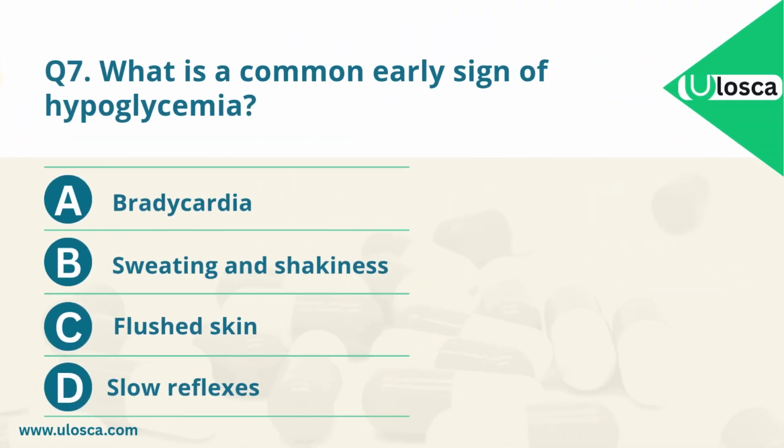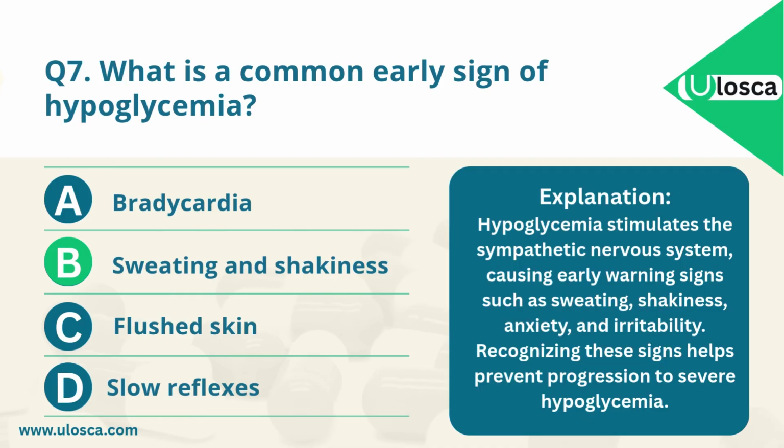The correct answer is B. Sweating and shakiness. Explanation. Hypoglycemia stimulates the sympathetic nervous system, causing early warning signs such as sweating, shakiness, anxiety, and irritability. Recognizing these signs helps prevent progression to severe hypoglycemia.